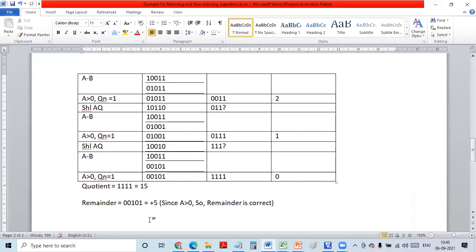So this is non-restoring division. The only thing you need to remember is that it is suitable for 2's complement. Because of that, we got the wrong result in the last class.